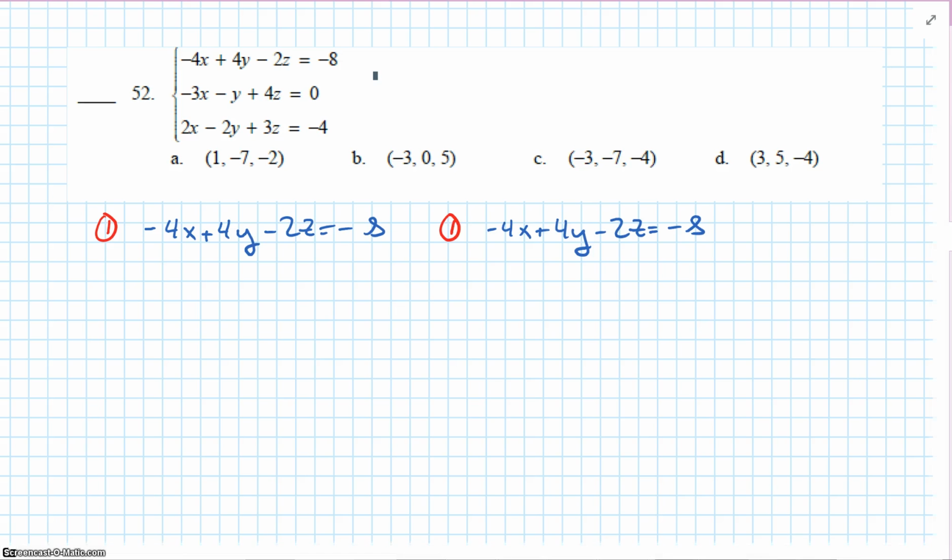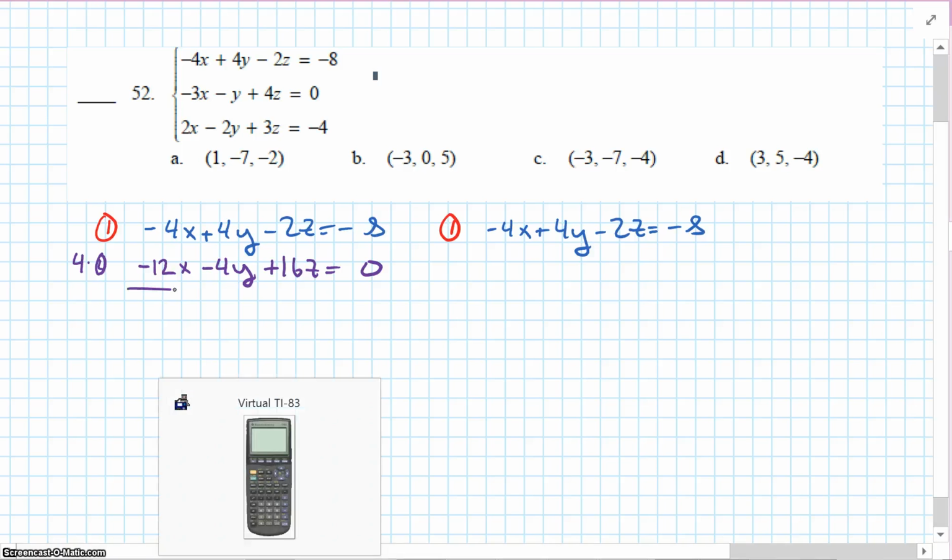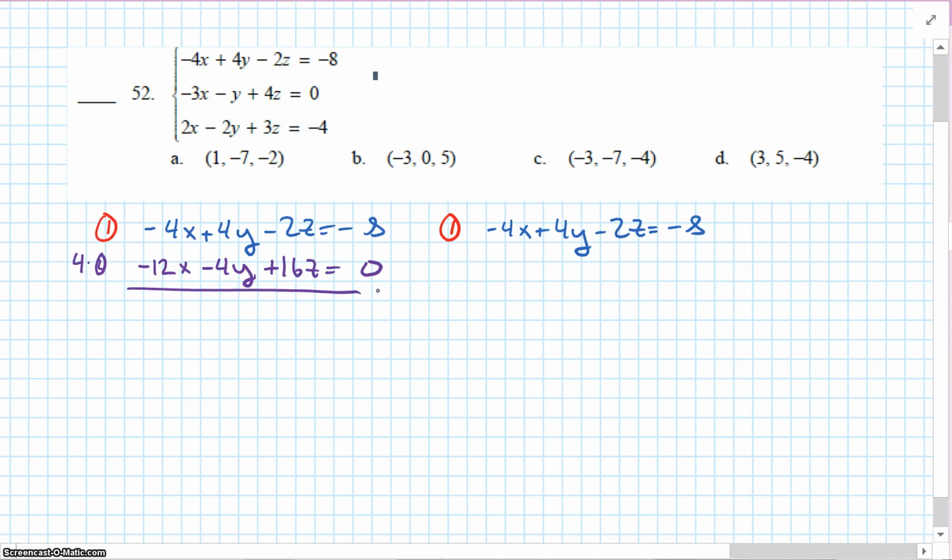Okay, in the second one, I'm going to use 4 times equation 2 so I can eliminate the y's. So 4 times negative 3x is negative 12x. 4 times negative y is negative 4y. 4 times 4z is 16z. And 4 times 0 is 0. Add those together, and we'll stop right here.